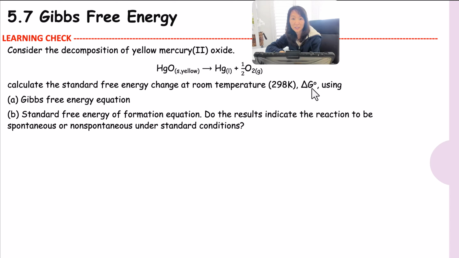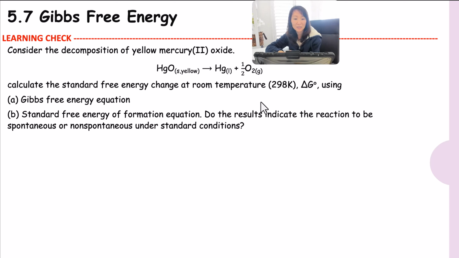Part A: looking for delta G naught, using the Gibbs free energy equation and the standard free energy of formation equation. Part B: do the results indicate the reaction should be spontaneous or non-spontaneous under these conditions? So let's target A first.